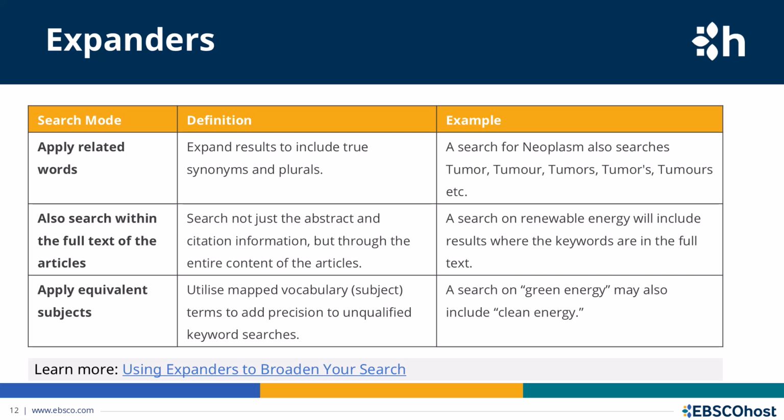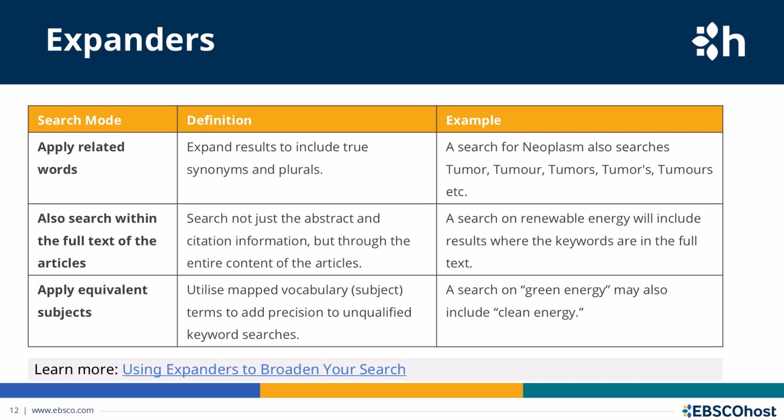There is also the search mode apply related words. Now this will allow the user to expand results to include true synonyms and plurals. In this case, if we searched for neoplasm, the system would also search for the term tumour, including variations on spellings, and also synonyms and plurals.